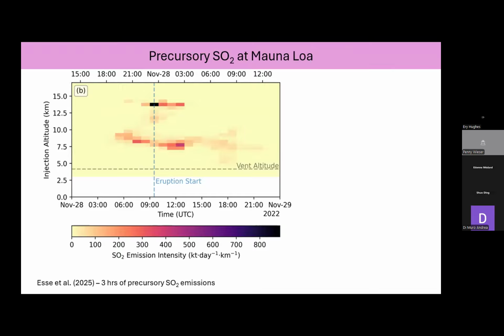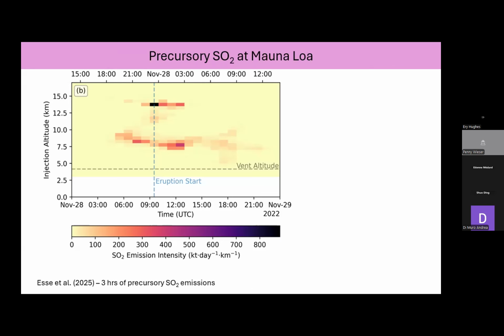Here is a graph of precursory SO2 emissions at Mauna Loa. This eruption basically started with very little warning. They knew an eruption was coming at some point. There was lots of inflation, lots of unrest, but the actual onset was seen on a webcam when the fire fountain started, okay? In terms of predicting that in future, this paper showed that there was actually 3 hours of precursory SO2 emissions that was detected by satellite that could have been used as a way to anticipate that eruption.